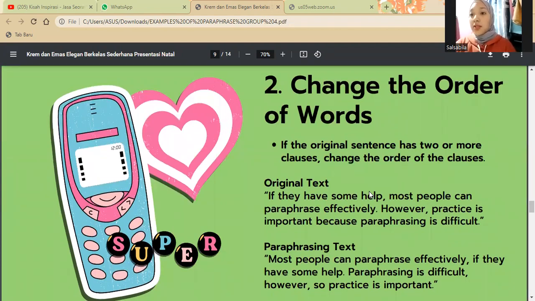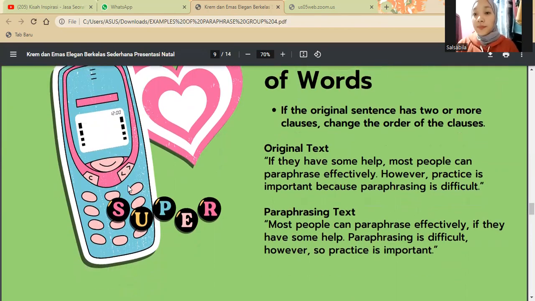Second, change the order of words. Remember, if the original sentence has two or more clauses, change the order of the clauses. For example, if they have some help, most people can paraphrase effectively. However, practice is important because paraphrasing is difficult. So, paraphrasing the text: most people can paraphrase effectively if they have some help. Paraphrasing is difficult, however, so practice is important. Thank you. Back to moderator.